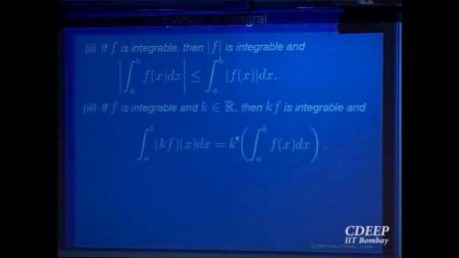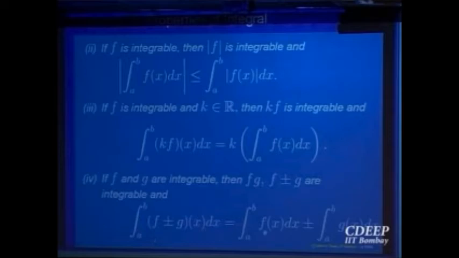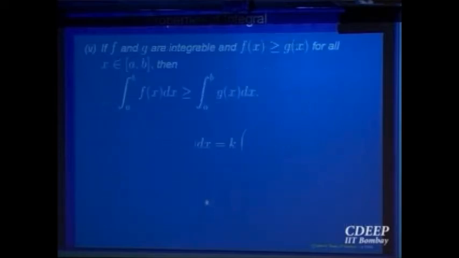k times a_n, by the property of the limit, the limit of k a_n is equal to k times the limit of a_n. So by that property, this follows. And the limit of the sum is equal to the sum of the limits. The same property is transmitted here for the property of integrals.